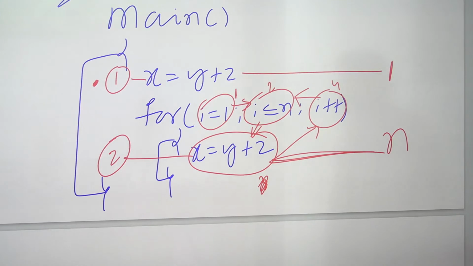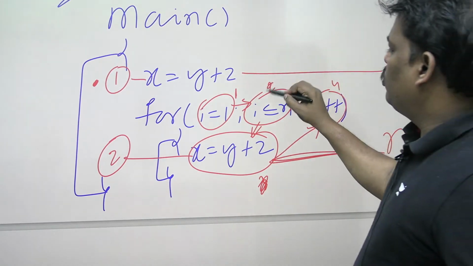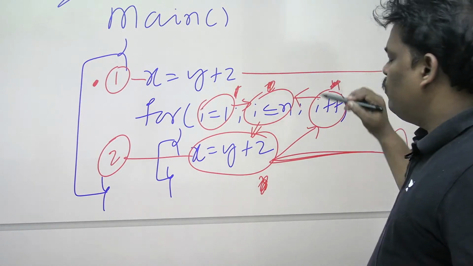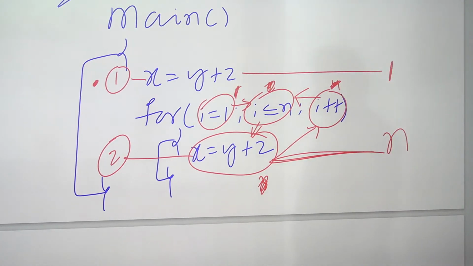Statement 1 will execute one time. Statement 2 will execute n times. Forget about these numbers also. If at all confusion is there, remove the numbers. Statement 1 will execute one time. Statement 2 will execute n times.